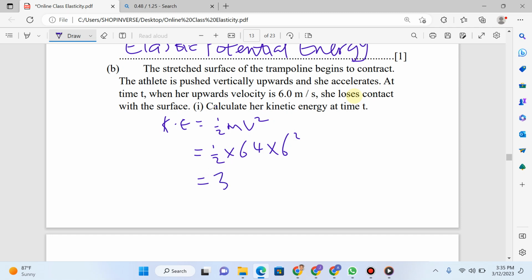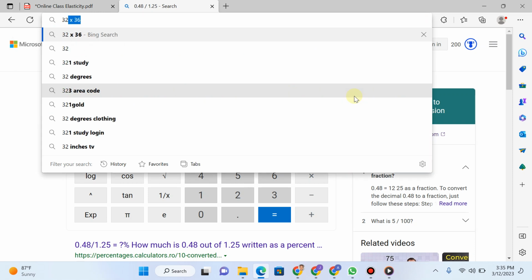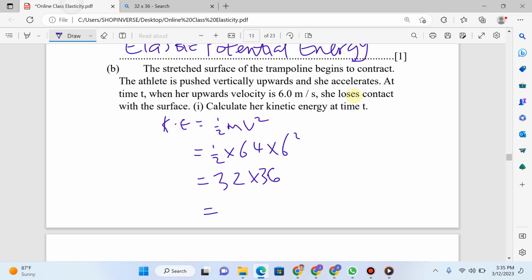Half times 64 will be 32. So you multiply 32 by 6 squared. 6 squared is 36. So you multiply 32 by 36, and that will give us 1152.